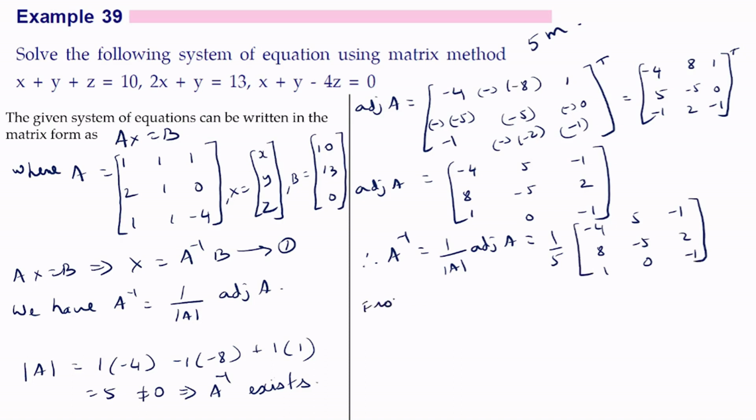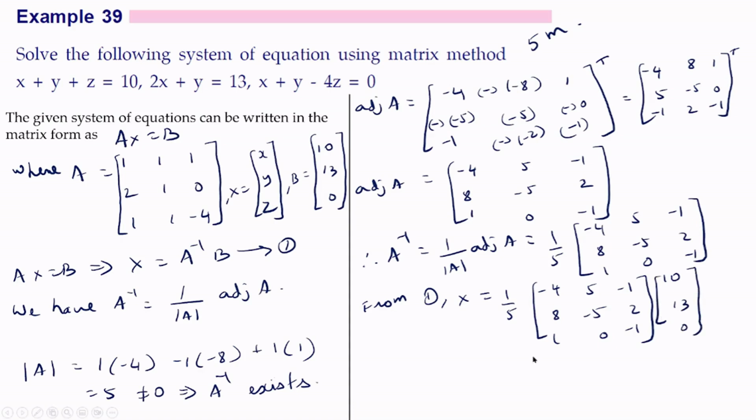And now we have X equal to A inverse into B. So X is equal to 1 by 5 into minus 4, 5, minus 1, 8, minus 5, 2, 1, 0, minus 1 into B. B is 10, 13, 0. So this X is nothing but the variable matrix x, y, z.